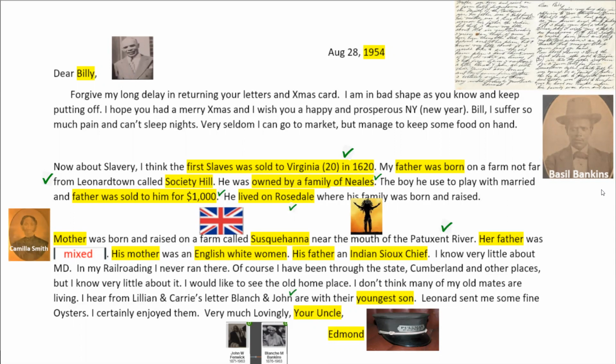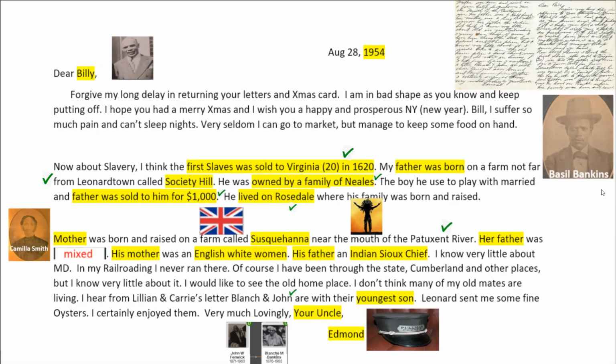So again, we're getting an indication that he was having some pretty severe health issues. And that's just a thread that seems to be there as it relates to our Edmund Bankins. And then he gets into the second paragraph where he goes, now about slavery. So in that moment, my sense is that Billy and maybe some of the other nieces and nephews have been asking him about all sorts of things, and they want to get knowledge from this older uncle who's seen the world, who has at least seen different parts of the country.